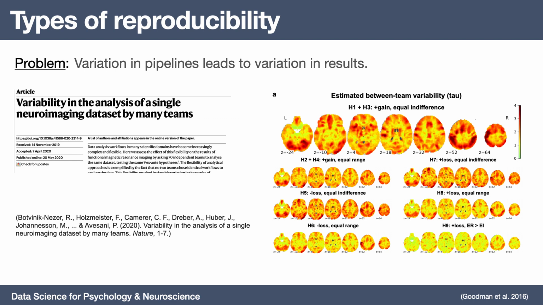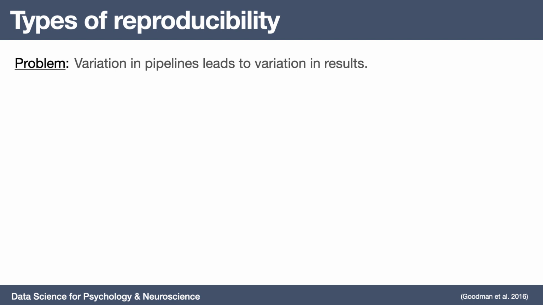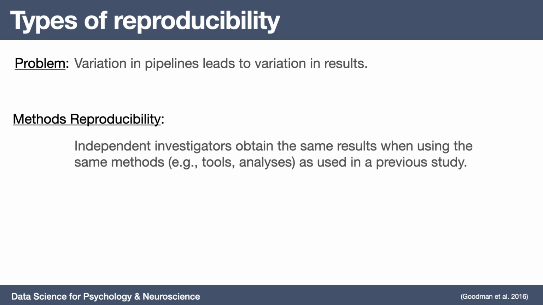So every region you see here in red highlights an area where you got much more variability across groups due to slight differences in their analysis pipelines. Now, this leads to a type of reproducibility problem known as methods reproducibility, which is independent investigators should obtain the same results when using the same methods as used in a previous study. Methods reproducibility relies on the fact that if you have effectively conveyed the tools and approaches, applying the same methods should give you the same output.